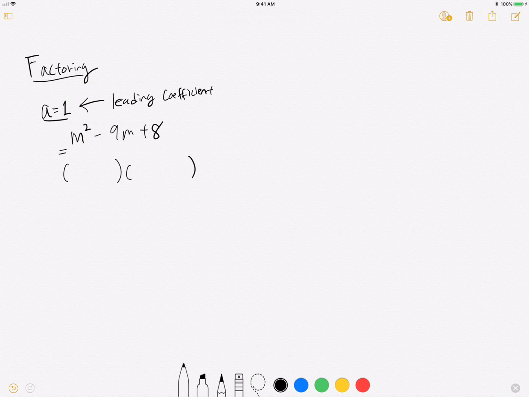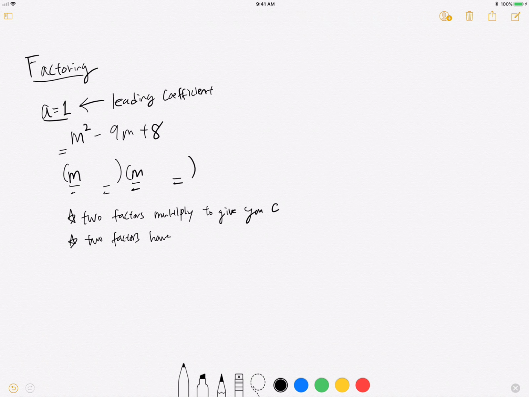You can do it right away by writing those two parentheses down. Here and here you would put m, and here and here you would write two factors that multiply to give you c, and then those two factors have to add to give you b.